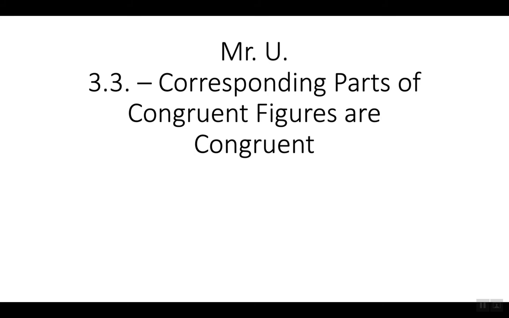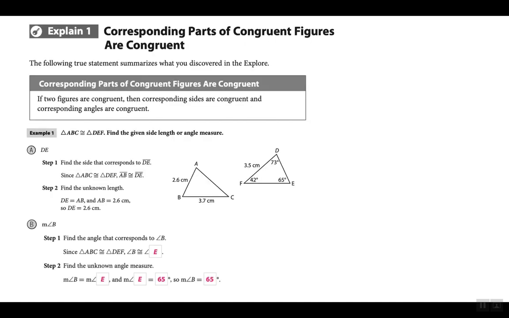Today's lesson is on chapter 3.3. Corresponding parts of congruent figures are congruent. So let's take a look at what that means. It's right here in our little box here. Corresponding parts of congruent figures are congruent. So it says here, if two figures are congruent, then corresponding sides are congruent and corresponding angles are congruent.